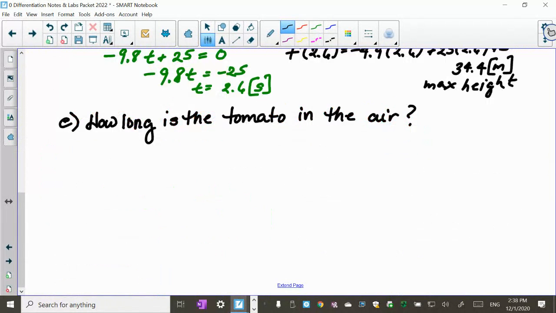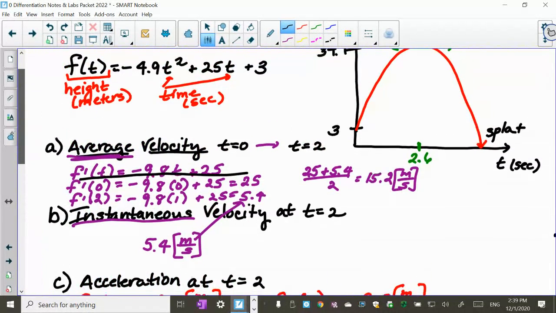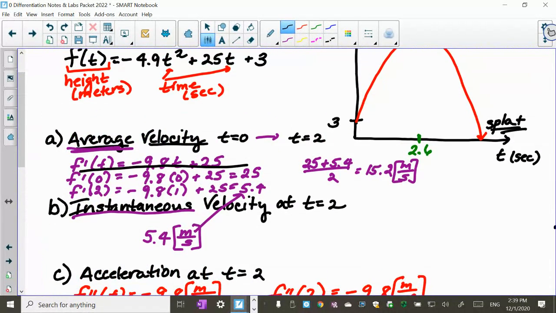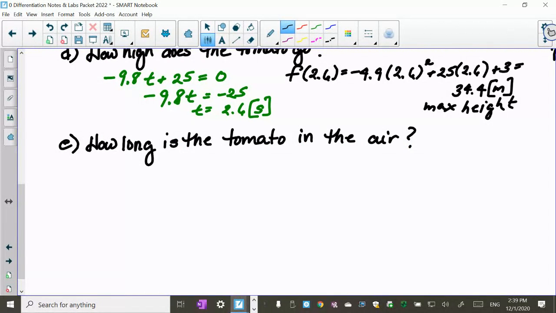And the last one I'm not going to do because you should be very good. They ask you how long it's in the air. This is a good question. If you look at this, it's in the air all the way till it goes splat on the ground. So I want to find when my height is 0. So you're going to take your original function, and you've done this for years, f of t, and put it equal to 0: negative 4.9t squared plus 25t plus 3 equals 0.